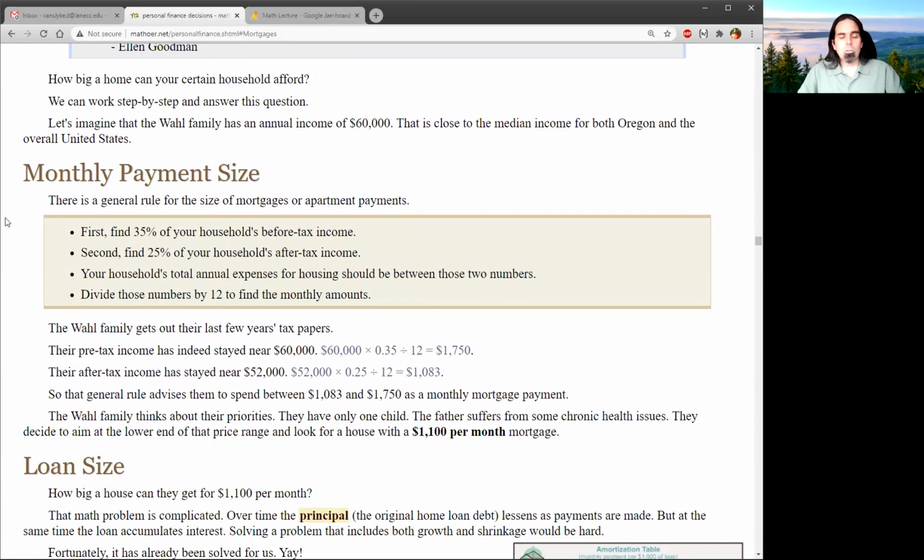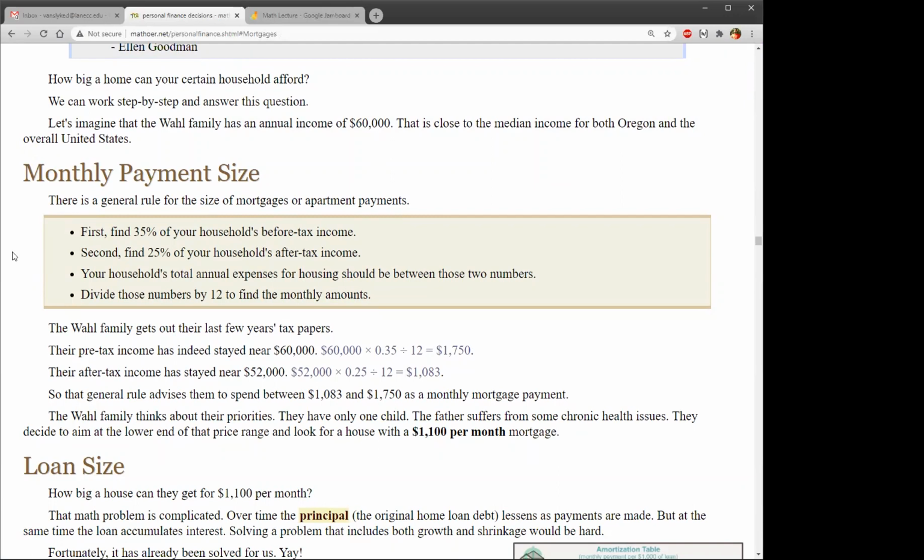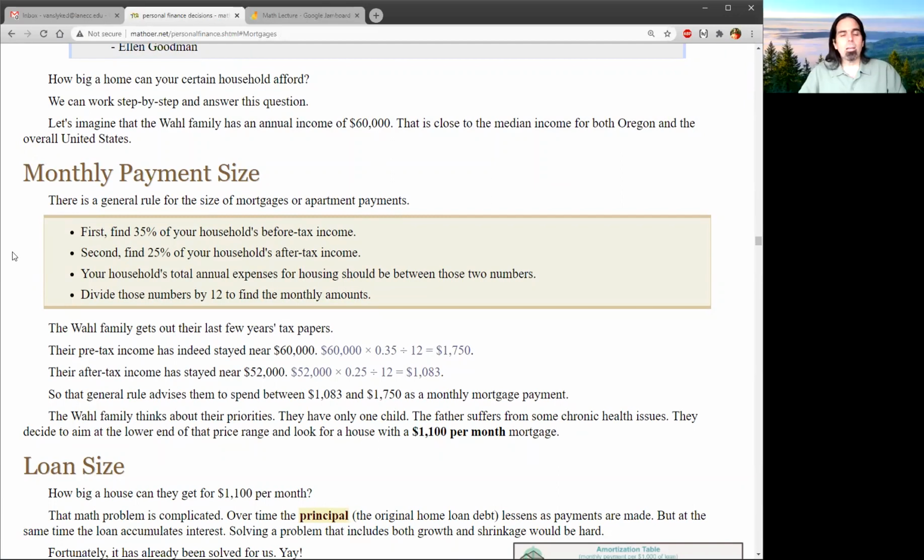Okay, is the font big enough for everybody before I just start reading to you? Yeah. How big a home can a certain household afford? Let's work step by step and answer this question. And we need some hypothetical family. So let's imagine that the Wall family has an annual income of 60,000. And that's pretty close to the median income for both Oregon and overall the United States.